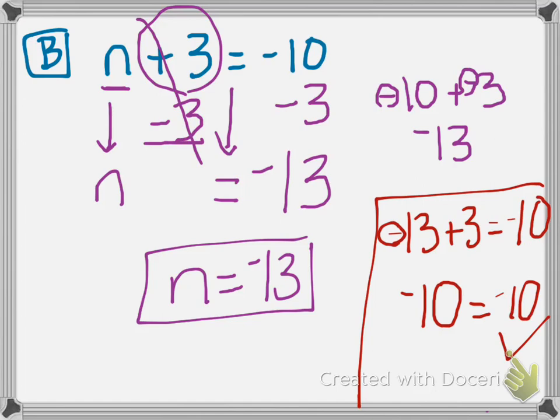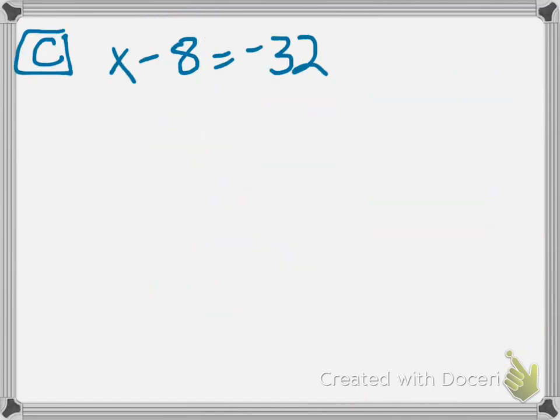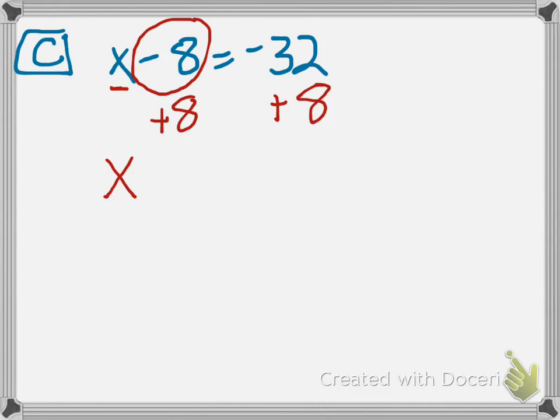We checked our work. Let's try C. X minus 8 equals -32. I want to get x by itself, so what is the opposite of subtracting 8? It would be adding 8. Bring down your variable x. What is -8 plus 8? Well, signs are different. Find the difference. That would be 0, so goodbye. Bring down your equal sign.